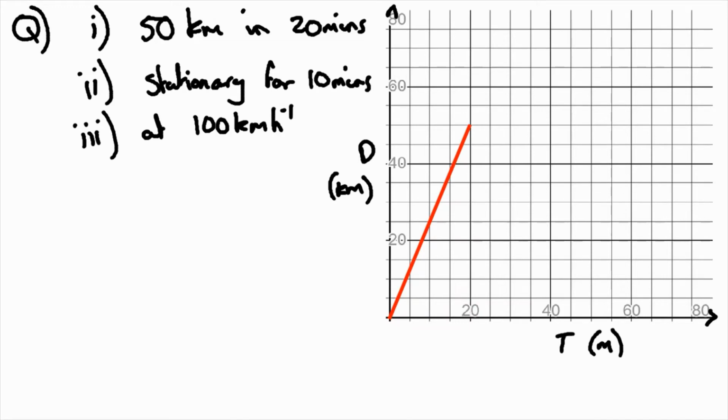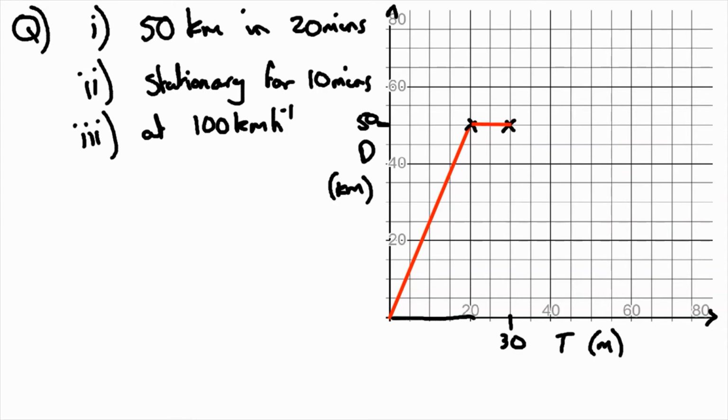So if we were plotting that point and drawing it with a ruler, we'd go 20 minutes getting to 50 kilometers. And we've got to that point there. We then remain stationary for 10 minutes. So that is a flat horizontal line until we get to 30.